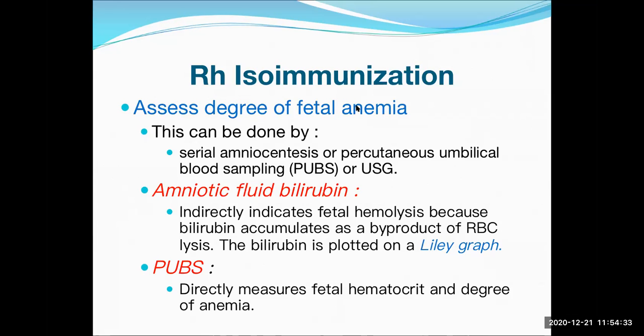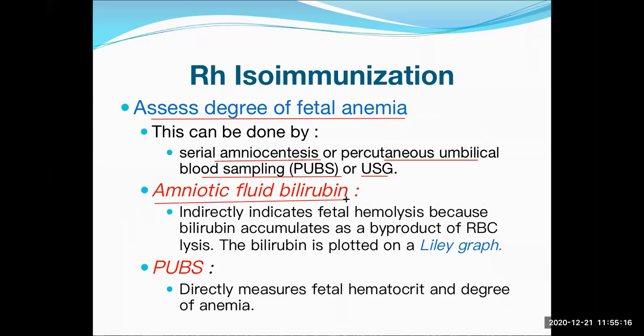How to assess the degree of fetal anemia. This can be done by serial amniocentesis or percutaneous umbilical blood sampling, which is known as PUBS, or we can do this by ultrasound also. Amniocentesis and PUBS, especially the PUBS, will show you what is the hemoglobin present in the fetus, what is the hematocrit there, and ultrasound will check whether the baby is already swollen, whether the baby is already having heart failure or not. These are the different meanings.